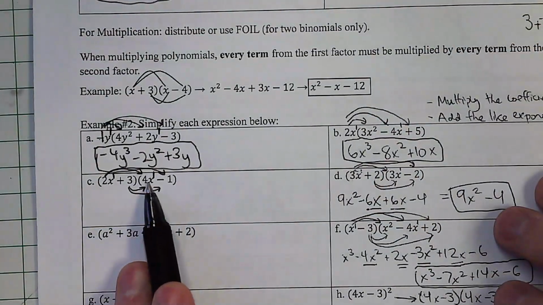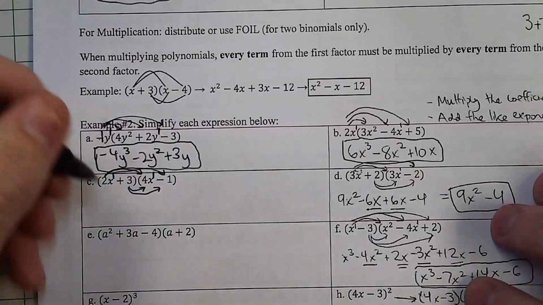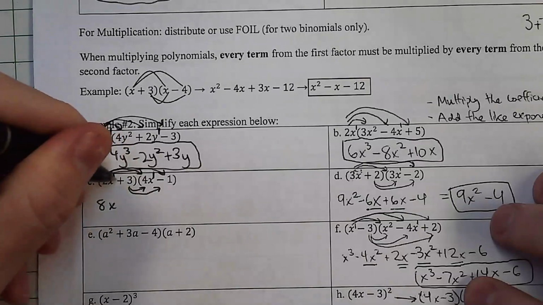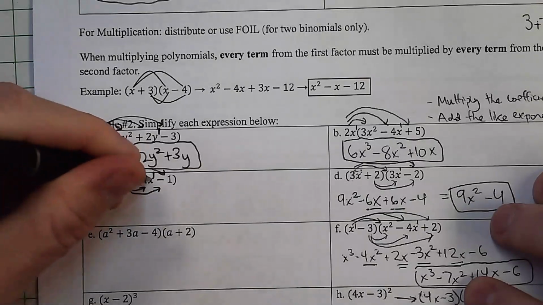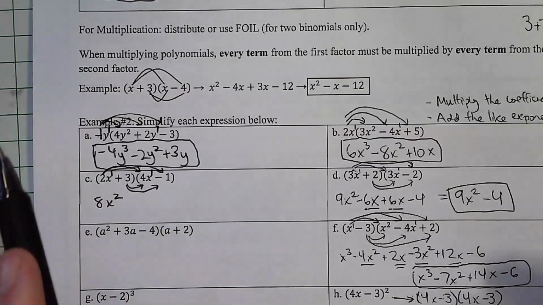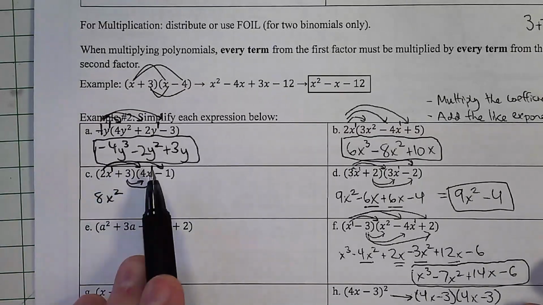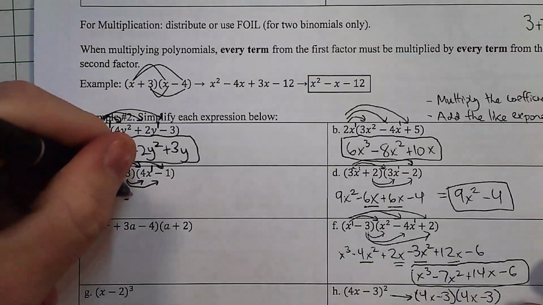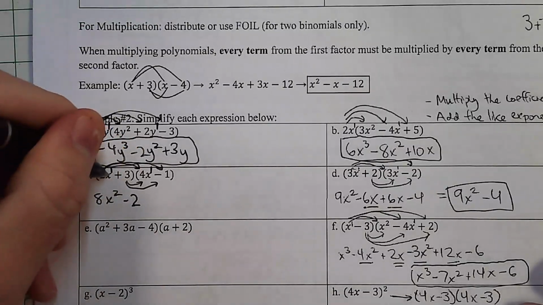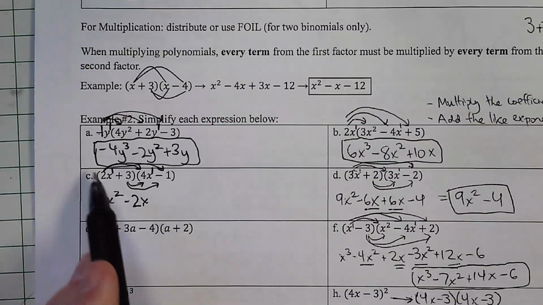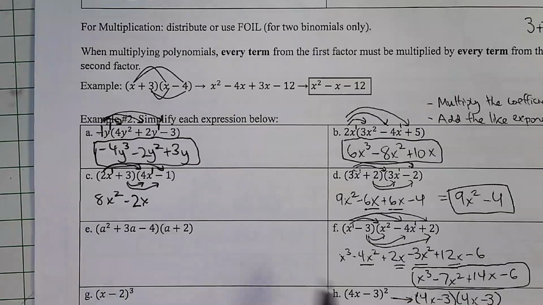So 2x times 4x. What's 2 times 4? 8. And then the x's. What do you do with the exponents when you're multiplying? So what's 1 plus 1? Good. Okay, we're going to do this a lot in this class. 2x times negative 1. What's 2 times negative 1? Negative 2. And then x to the first would just be x.